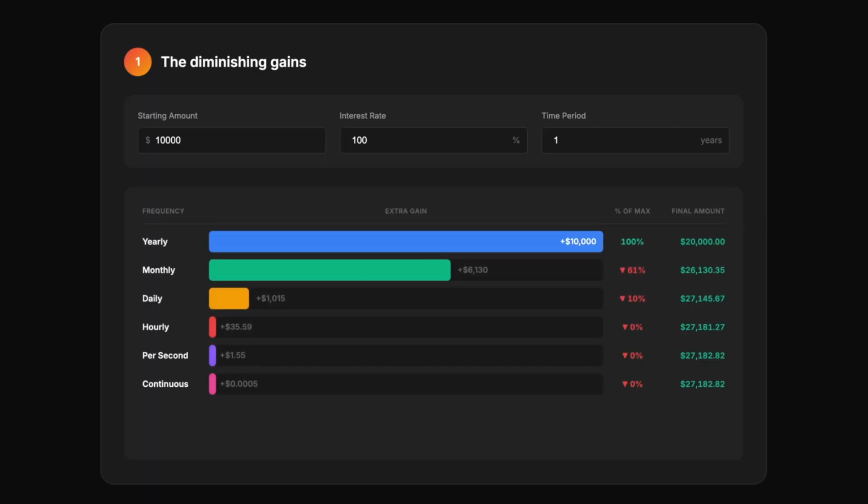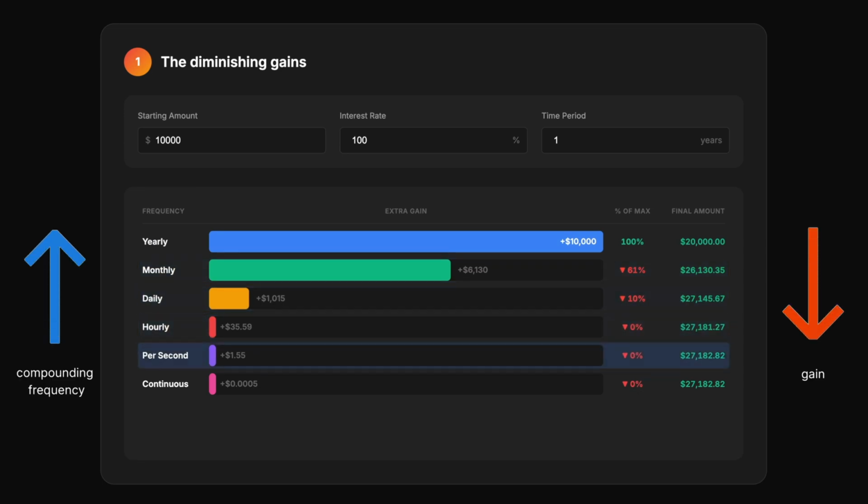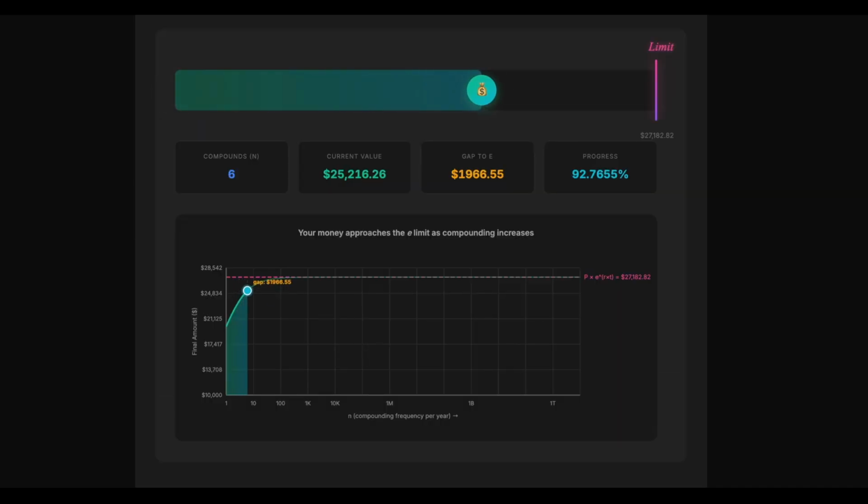Here's the intuition. As you slice thinner, each slice gives you less extra growth. You're working harder, but the gains shrink faster than your slicing speeds up. You're chasing a limit you can never quite reach.